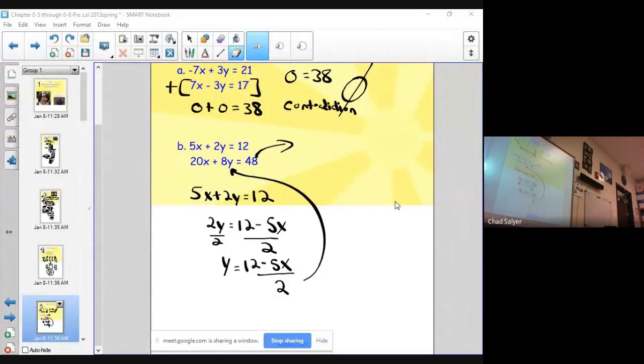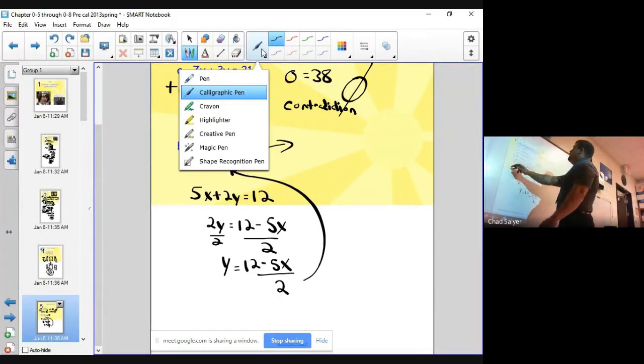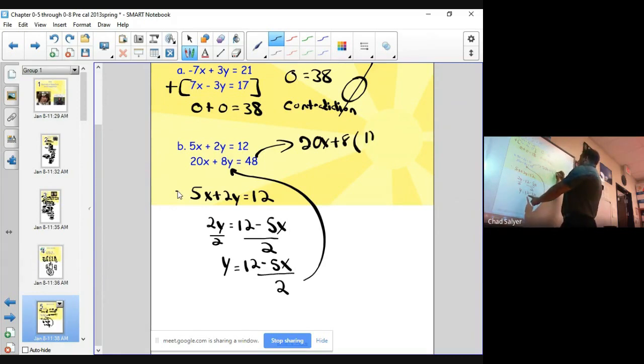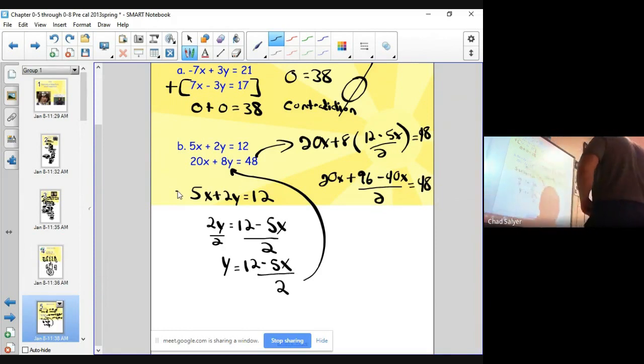All right, so we're back to this problem. So we're plugging in the expression we found that y is equal to into this second equation to create a new third equation. 20x plus 8 times (12 minus 5x) over 2 equals 48. So if I distribute that 8 to the numerator, that's (96 minus 40x) over 2 equals 48.